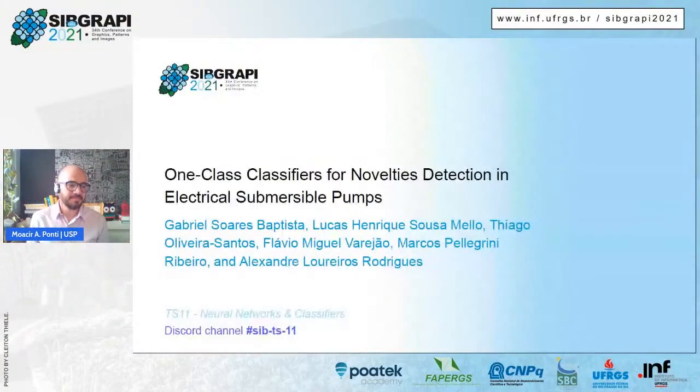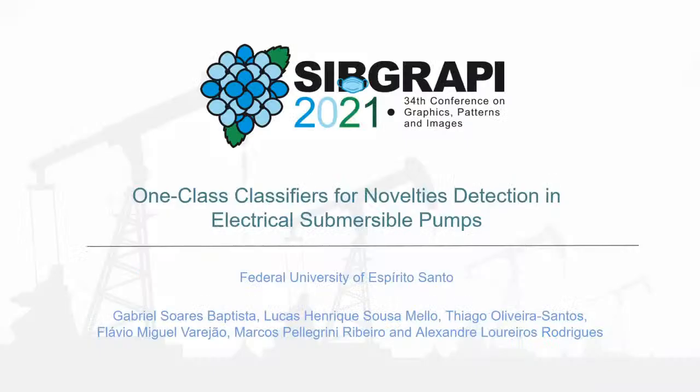Right, so we can move on to our next paper for the session, which is One Class Classifiers for Novelties Detection in Electrical Submersible Pumps. This is going to be presented by Lucas Mello and Gabriel Batista. Hello everyone, my name is Gabriel Soares Batista, the first author of this paper. This research was done at the Federal University of Espírito Santo in Brazil.